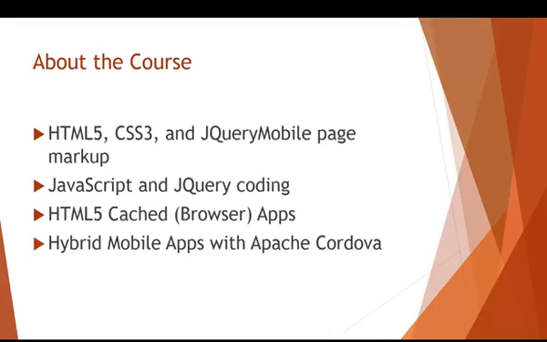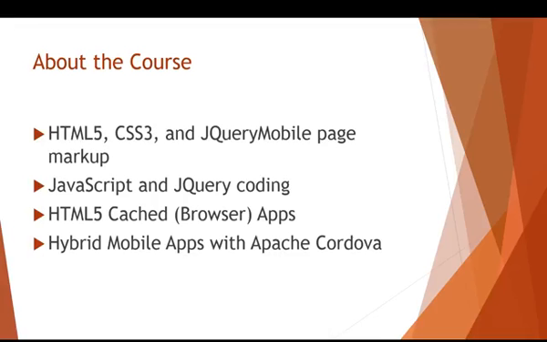And then we'll go to creating what are called HTML5 cached apps. And these are apps that will download onto the device and run when the device doesn't have an internet connection. And then the final thing we'll do is we'll look at creating true mobile apps. They're called hybrid mobile apps with a tool called Cordova, Apache Cordova.